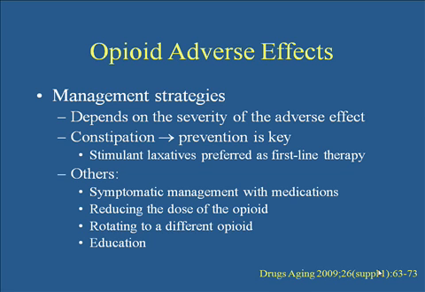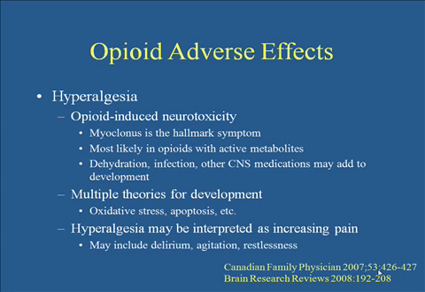Same thing holds true with adverse effects. If they have nausea that's so bad, or if they have something like itching that is just terribly bad, rotating them over to a different opioid may minimize those adverse effects. And then education to patients on how to deal with adverse effects.